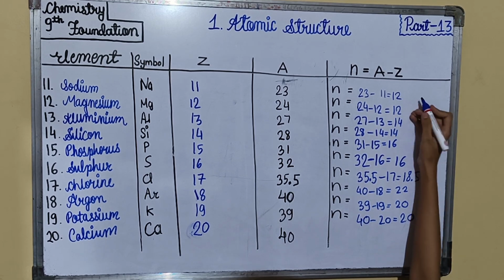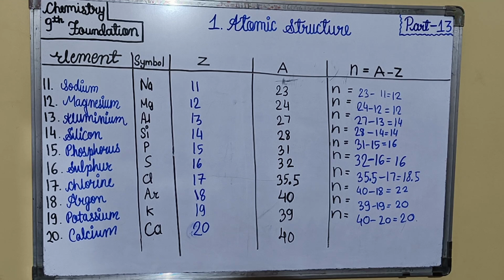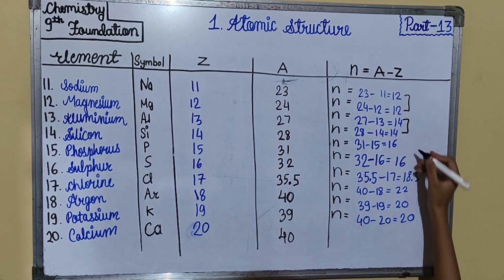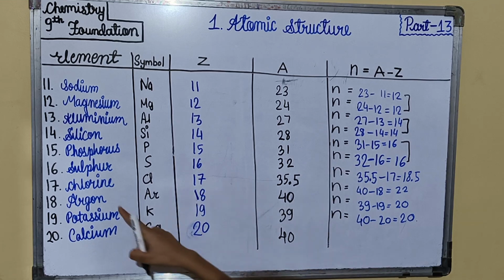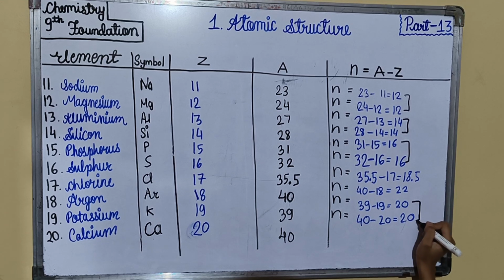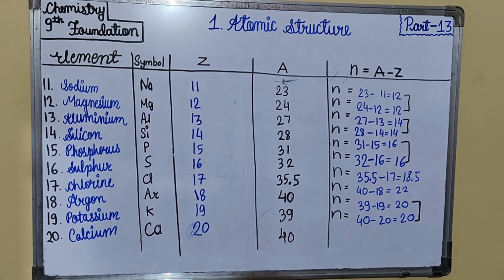Now the same neutron number is of sodium and magnesium, that is 12. Then 14, that is of aluminum and silicon. Then 16, that is of phosphorus and sulfur. Then 20 and 20, this is of potassium and calcium. Now let's move towards the 21st to 30th elements.